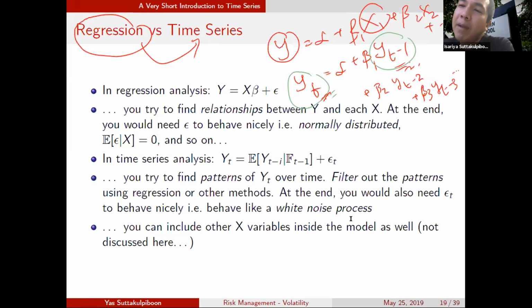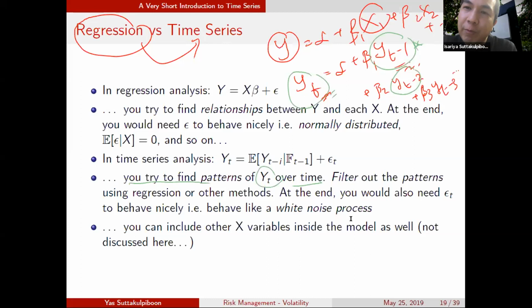Or you can think about stock return this year: it went up, this year, last year. Last year, t minus 1, then this year is likely to go up as well. So you basically find the relationship between the same variable, but over time. You're trying to find patterns of yt over time.